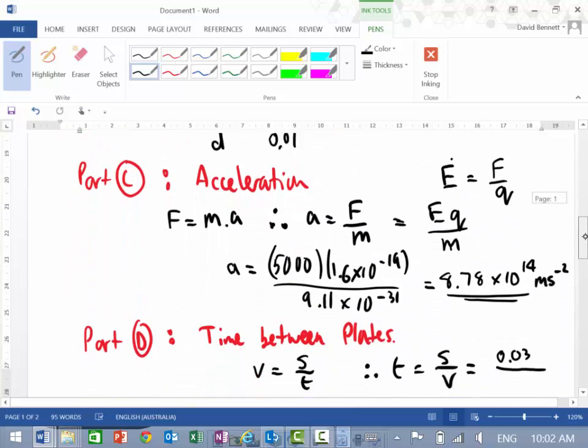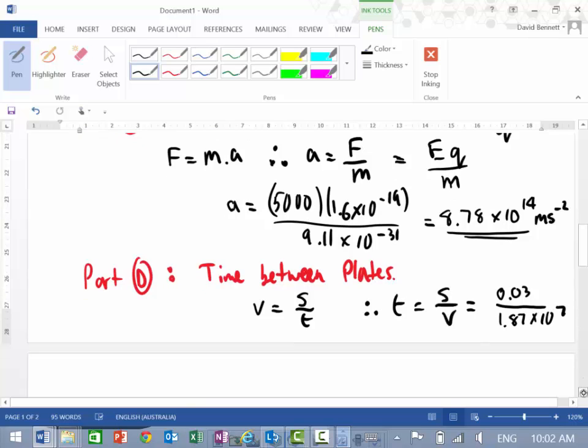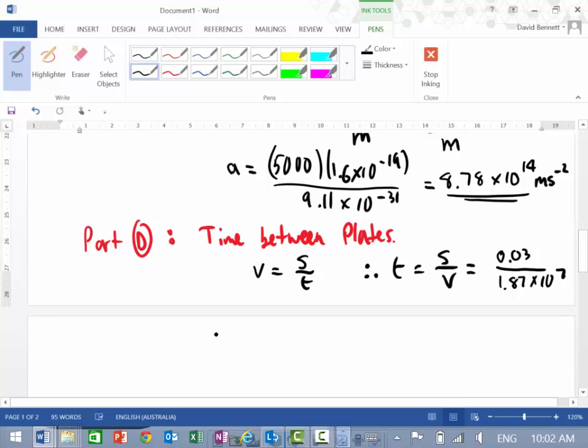So that's going to be 0.03, and the velocity is the velocity it enters, which was 1.87 by 10 to the 7. Put that into your calculator, and that will give us the time it's going to be in between the plates. So the time's equal to 1.6 by 10 to the negative 9 seconds. You need to get a feel for the sort of answers that you're going to get. So you know your acceleration's about 10 to the 10 to 10 to the 14. This one's always going to be about 10 to the minus 9.